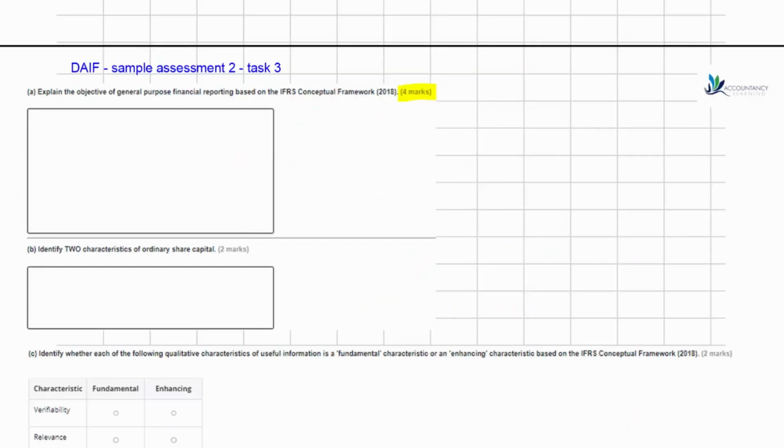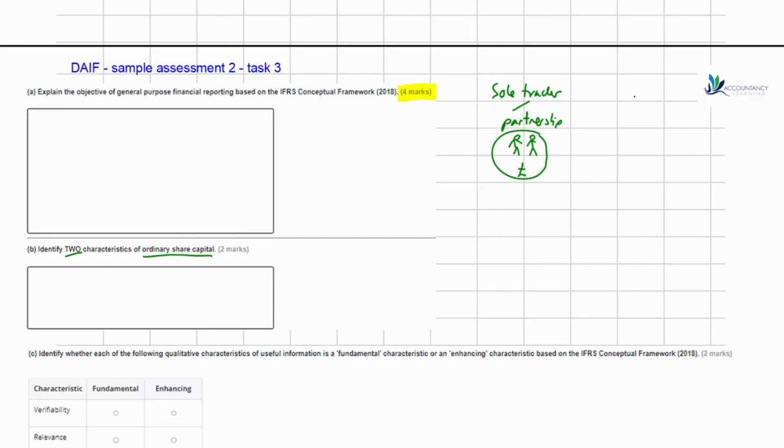In Part B of the task, it asks you to identify 2 characteristics of ordinary share capital. So let's revise the idea of capital in general. So imagine if you have a sole trader, or possibly a partnership, then the owner of the business, possibly owners if it's a partnership, they put cash into the business, but the business and them, they are basically the same entity.